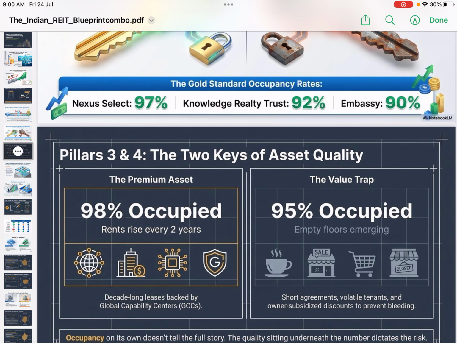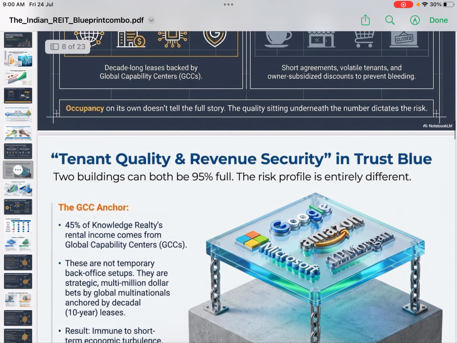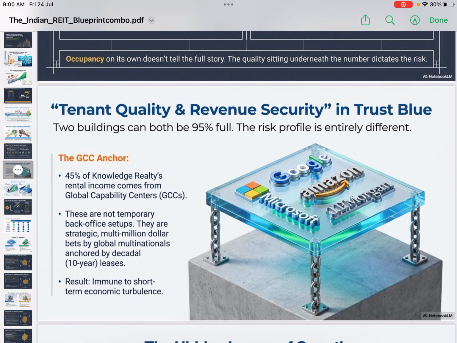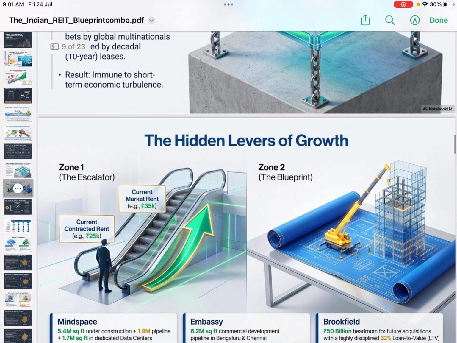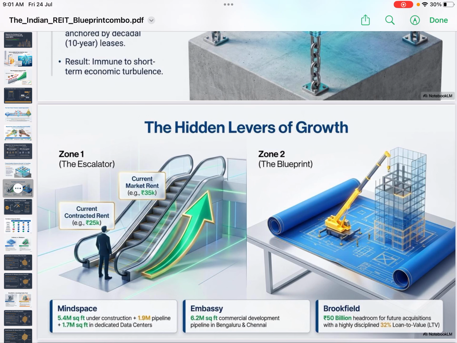Currently many Indian REITs like Mindspace and Knowledge REIT are collecting rents below their market rates. This means as their old leases expire, their income will grow significantly without even buying a new building. Similarly, if you are renting out one room for 25,000, next year once your contract expires, you do not have to buy another room to increase your income. You just have to increase the rent. Similarly that happens with this kind of REITs.